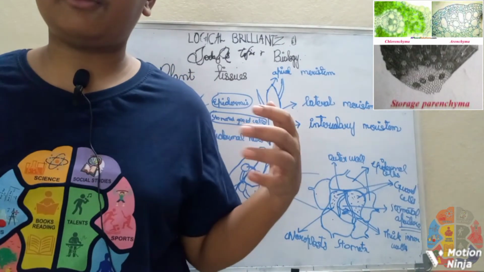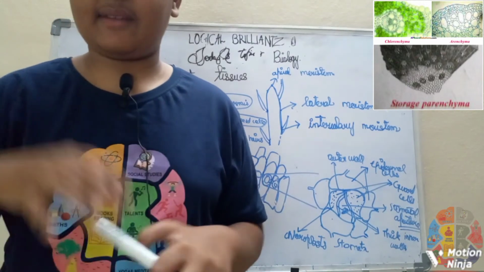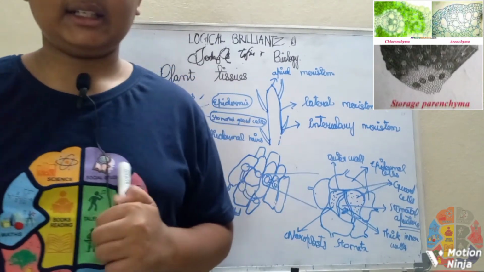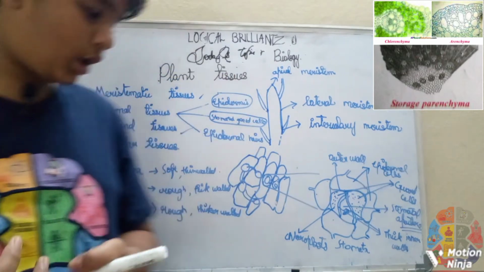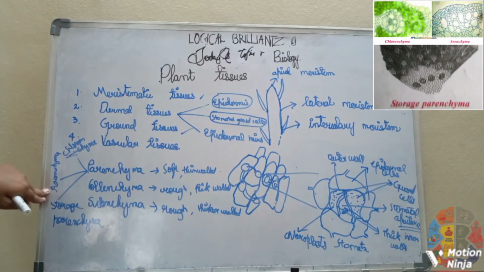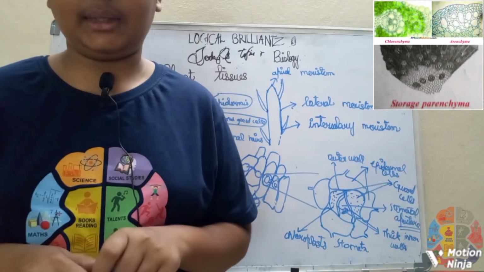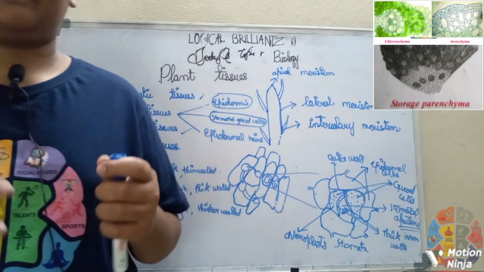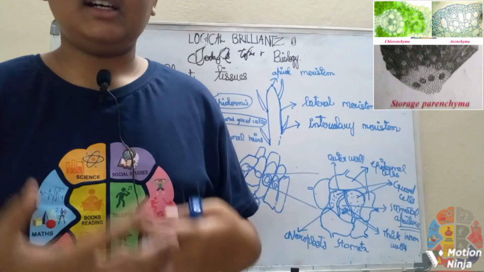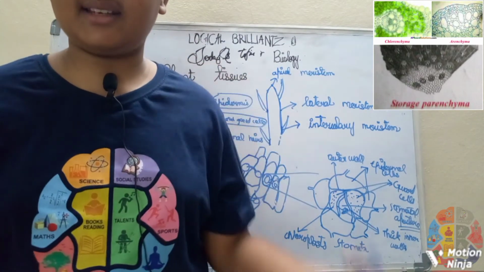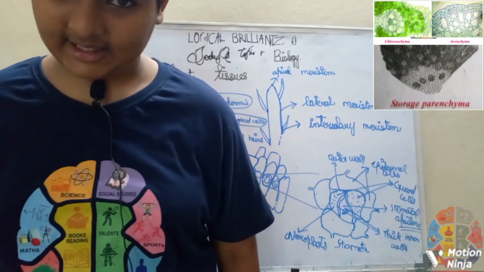And some types of parenchymatic cells will have large air cavities. They will have so many holes in them. Those types of cells are called aerenchyma, A-E-R-E-N-C-H-Y-M-A. And next, the parenchyma which stores food, water, waste material, anything, is called storage parenchyma.